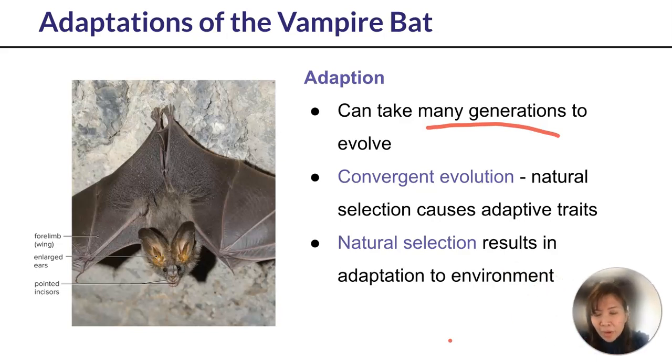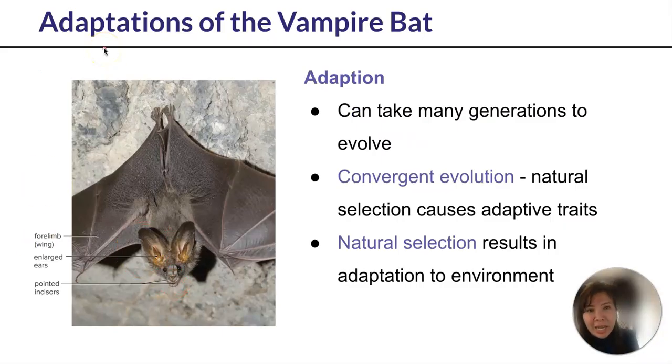You have one that's in South America, and you have another one that's in England, very far from one another, but yet they end up evolving to have very similar traits because they live in pretty similar environments. So because they live in pretty similar environments, they end up having very similar phenotypic structures as well as similar behaviors. So again, natural selection results in adaptation to environment, and this adaptation can take many generations to evolve.